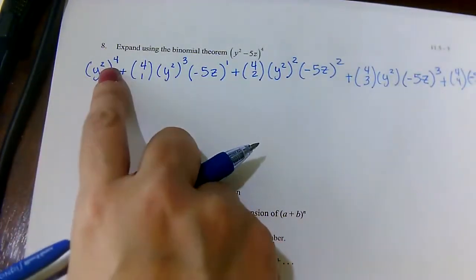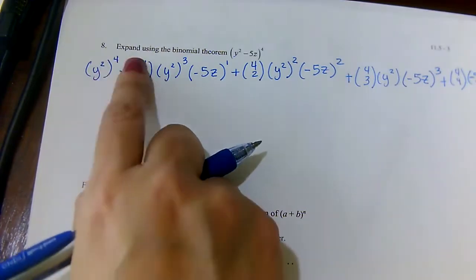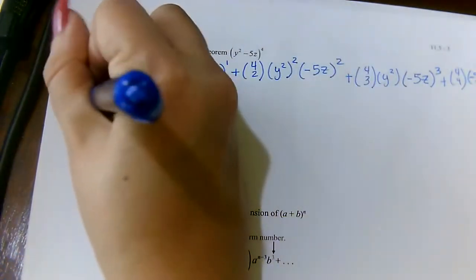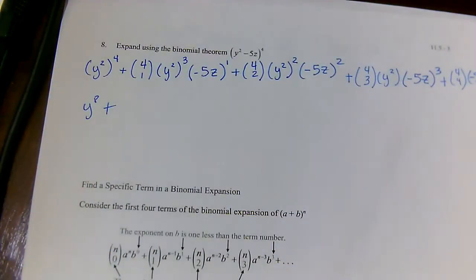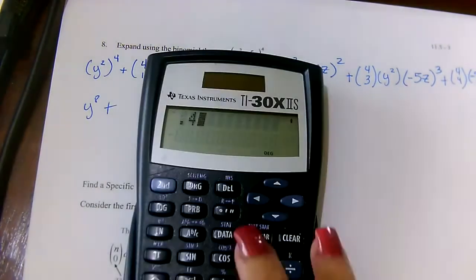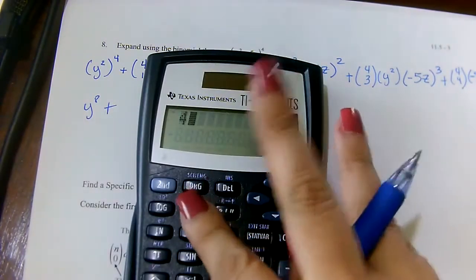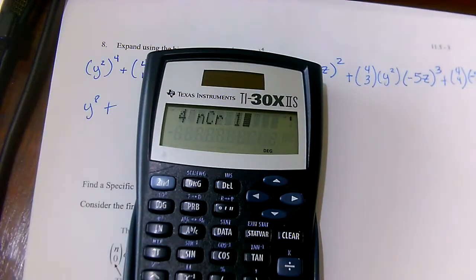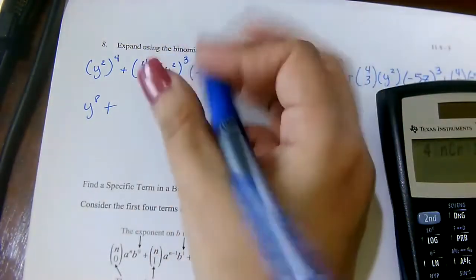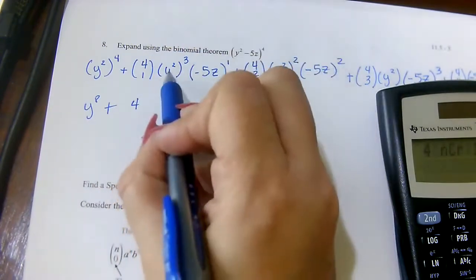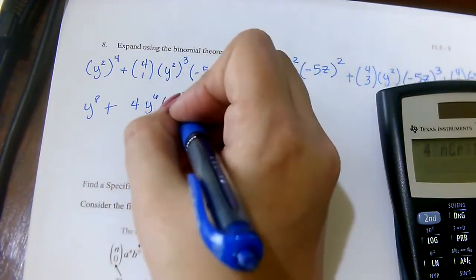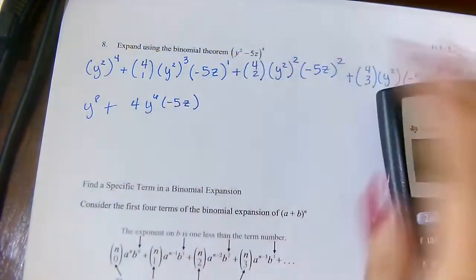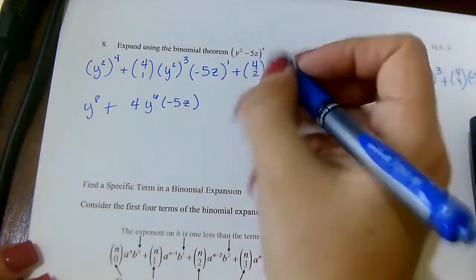Remember, when you're doing exponents and you have an exponent raised to an exponent, you're just going to multiply, so it's going to be y to the 8th. Okay, plus, let's use the calculator for the second part. 4 choose 1 is going to get you 4. Here it's going to be y to the 6th times -5z. Okay, we'll simplify it in just a little bit.